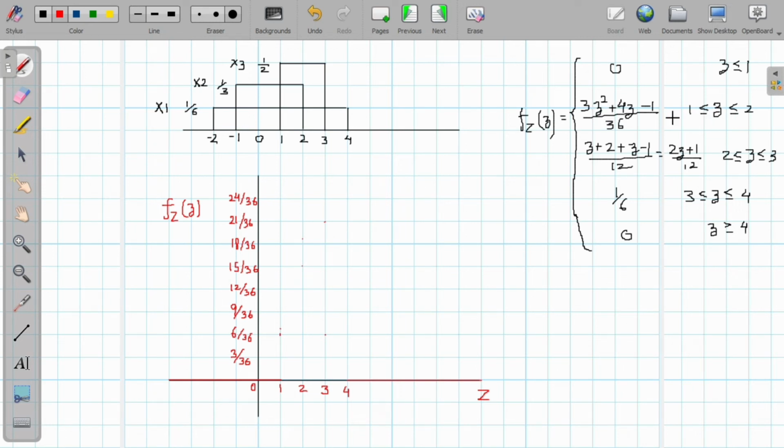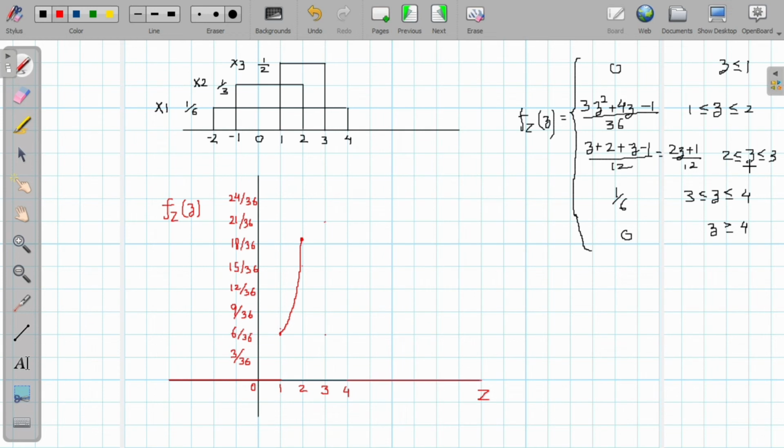So for Z equal to 1, you can calculate this value will be 3 plus 4 minus 1, so 6 by 36. So it will start from this point here and will end when Z is equal to 2. So putting Z equal to 2, we will get 12 plus 8 minus 1, so it will be 19 by 36. So around here, this is the end point of the parabola. So joining these 2 points, we can draw the curve for the parabola like this. So this is the graph of PDF in the range 1 to 2.